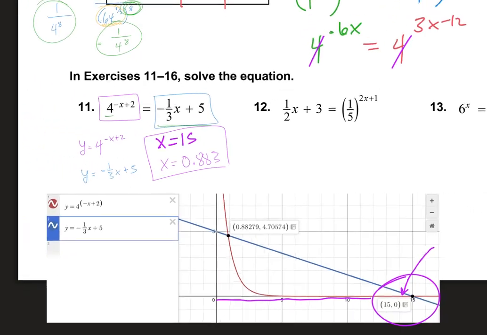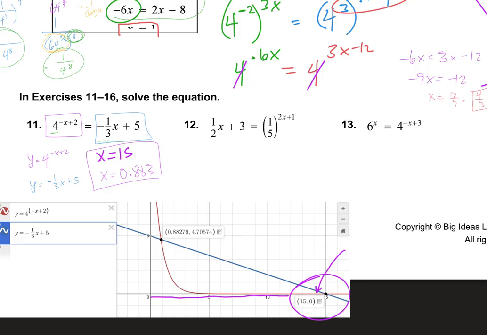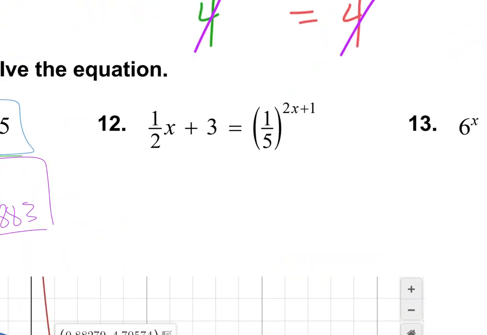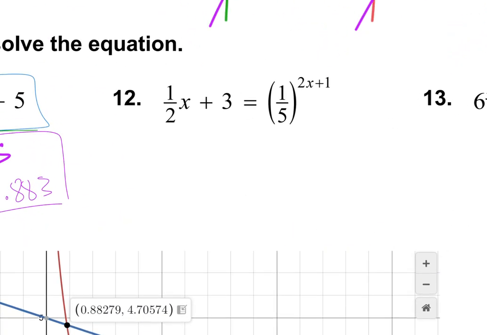Let's go to 12 and 13, and we're doing the same thing now. We're going to graph each one. And in fact, I'm not going to write the y equals for each one. I'm just going to pause the video, go over to Desmos, and bring it back.